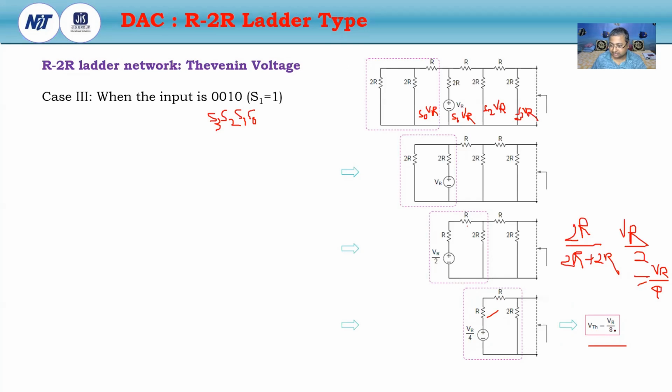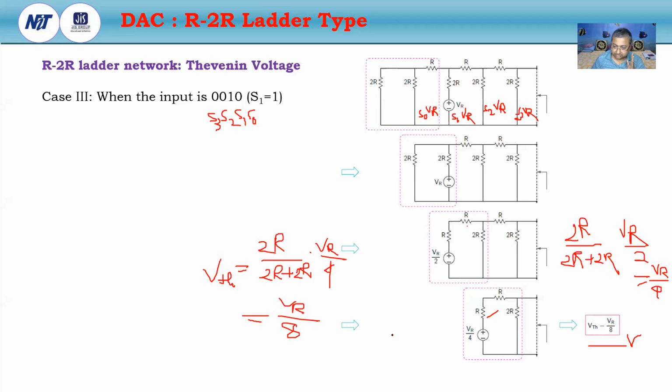So how will we get this VTH? Now VTH is equal to twice R by twice R plus twice R into the Thevenin voltage VR by 4. So what will be the voltage? VR by 8. Okay, so derive this expression.